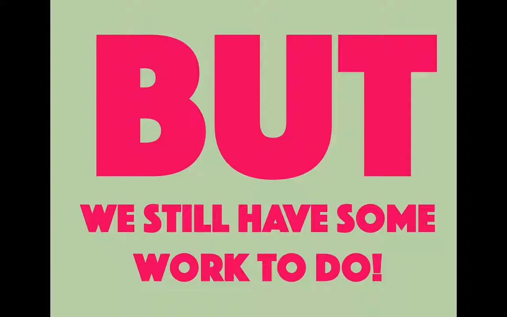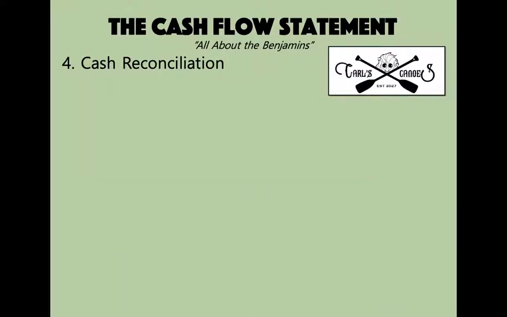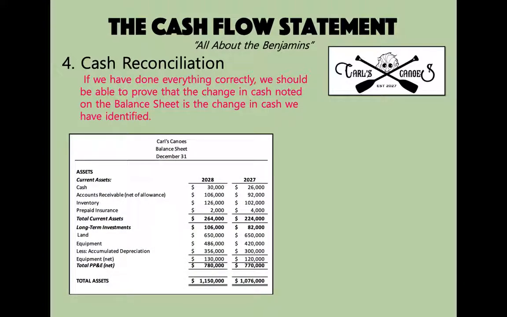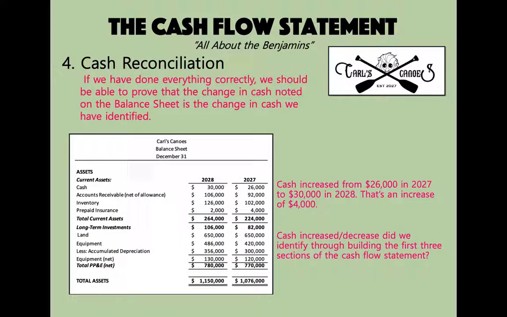But we need to make sure that we've identified the right cash flows. And so we need to put together the last part, what I'm basically calling a cash reconciliation. If we have done everything correctly, we should be able to prove that the change in cash noted on the balance sheet is the change in cash we have identified on the cash flow statement. So the balance sheet shows cash going from $26,000 to $30,000. That's a $4,000 increase.